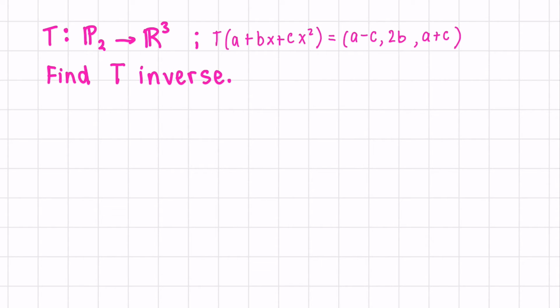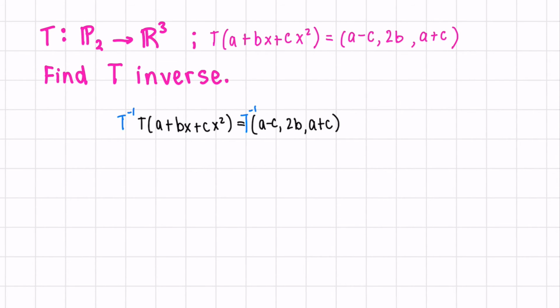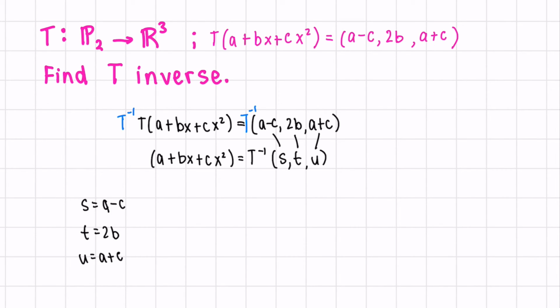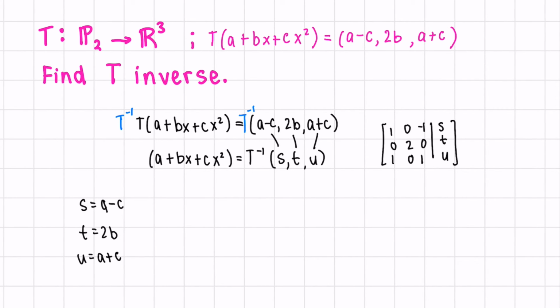Here's another approach. We know that the transformation of a plus bx plus cx squared is (a minus c, 2b, a plus c). If we apply the inverse to both sides, what do we get? T, and then the inverse is just itself. And on the opposite side, let's write this with new variables, s, t, and u. We can equate these terms. We could either solve this system of equations by using a matrix or just substitution. Right away, we can find b.